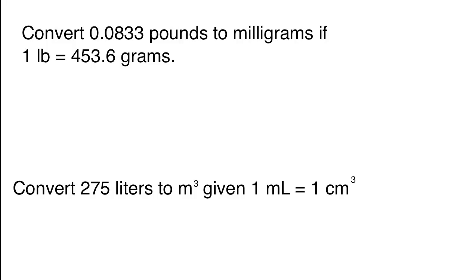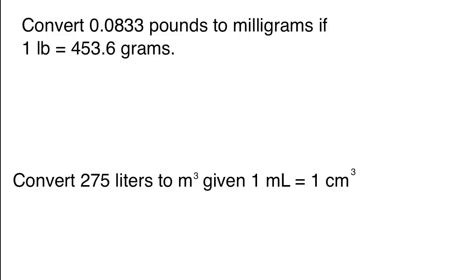So when we are starting here, it says convert 0.0833 pounds to milligrams, given, or that you know, 1 pound is equal to 453.6 grams. That's the conversion there. So I need to set this up. Now what I usually like to do when I teach this to my students is I tell them to set up what's called a canceling table.